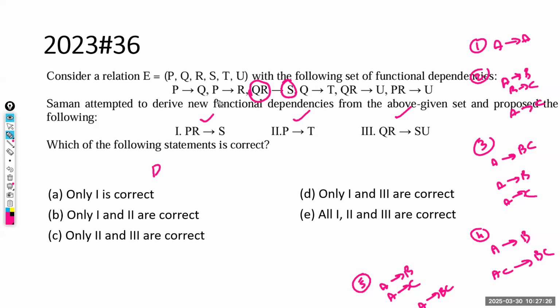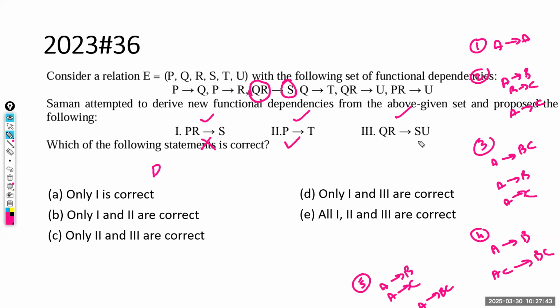But there's no Q. Okay. Yeah, so I will not go for this. What about P determines T? P determines Q, Q determines T. So therefore, yes, P determines T. I will go for this.